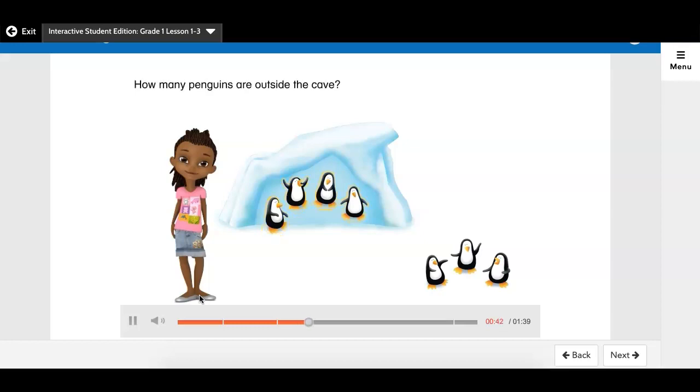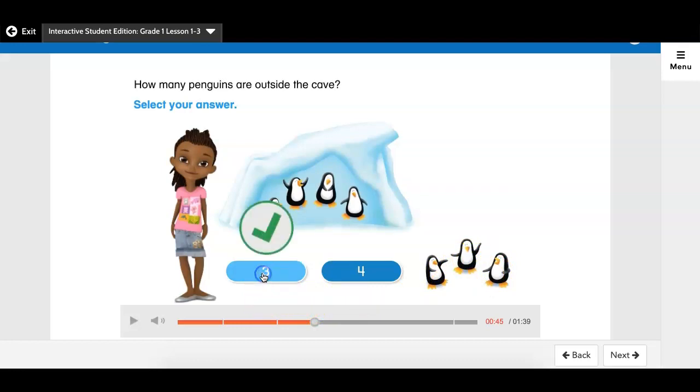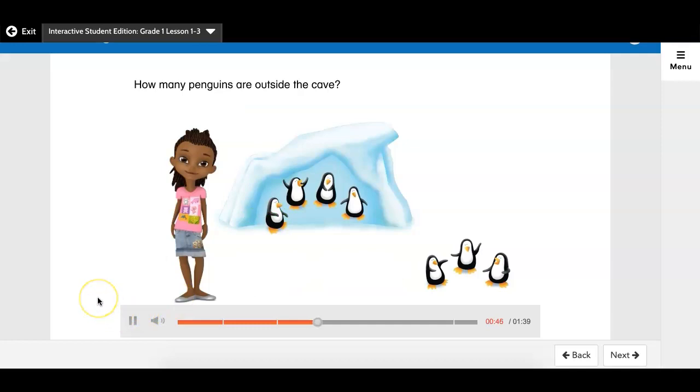How many penguins are outside the cave? Select your answer. So these penguins, how many are outside of the cave? Let's count. There are 1, 2, 3 penguins outside of the cave. There are 3 penguins outside the cave.